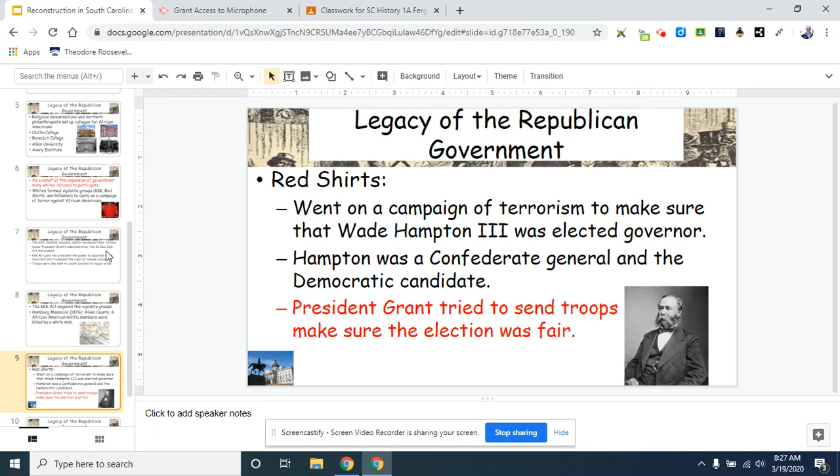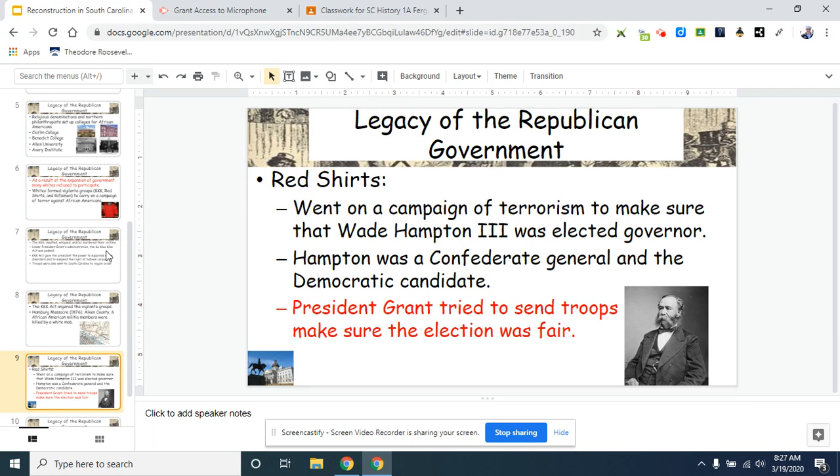Remember, Democrats and Republicans were very, very diametrically opposed at this time. Okay, even probably more so than today. And so the Democratic candidate was Wade Hampton the third, and he just was absolutely against all of these things that President Grant and Lincoln before him were trying to get to happen.